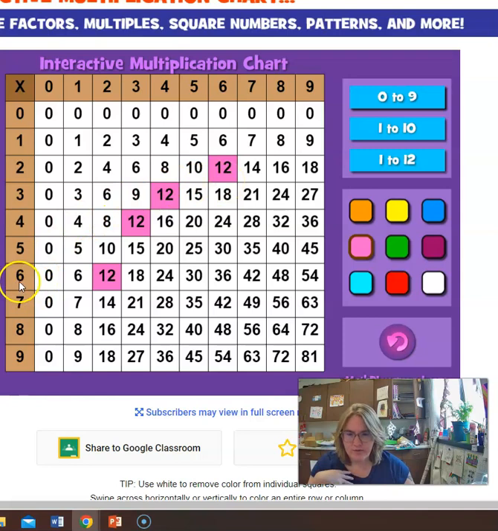Then if I follow the columns, I can go 6 times 2, there's 12. I can go 3 times 4, there's 12. And again, 2 times 6 is 12. So I can use this multiplication chart to find factors and multiples. We will work on this further, but I hope this gave you a little background into what we are talking about in this course.